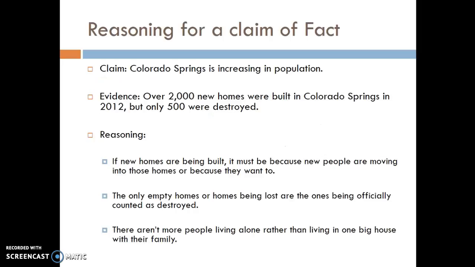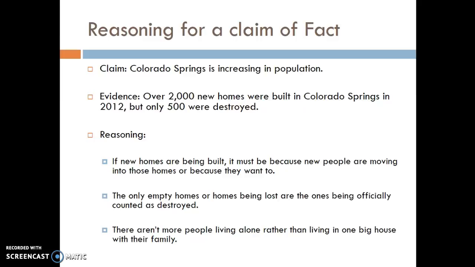So let's look a little bit at some reasoning. If we look at a claim like Colorado Springs is increasing in population, we could provide some evidence for that, such as over 2,000 new homes were built in Colorado Springs in 2012, but only 500 homes were destroyed. So what is the reasoning that connects this evidence to this claim? Well, some of the underlying assumptions here and some of the reasoning is that if new homes are being built, it must be because new people are moving into those homes or because they want to move into those homes.